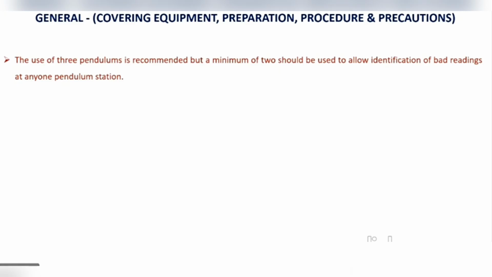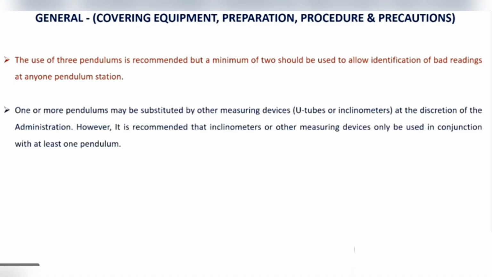Pendulums are recommended. I have explained the principle with one pendulum. They are saying no, there can be some errors, so they recommend that you should use 3 pendulums. If not 3, 2 is the minimum must. Recommended is 3, but 2 is the minimum to allow identification of bad readings at any one pendulum station. They allow that if you can't put all the 3 pendulums, never mind.